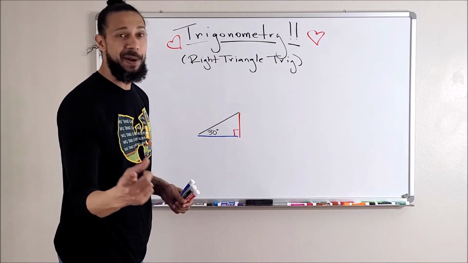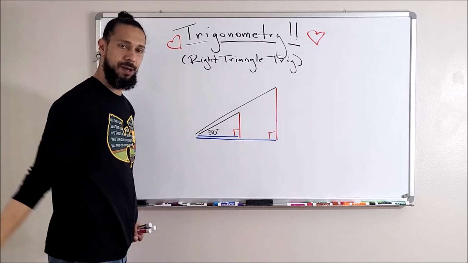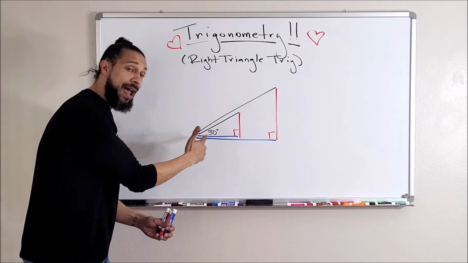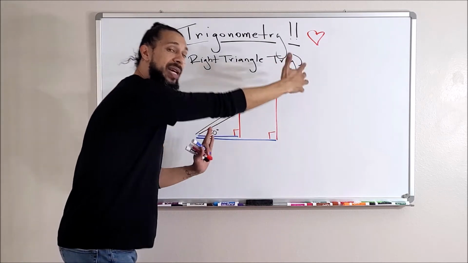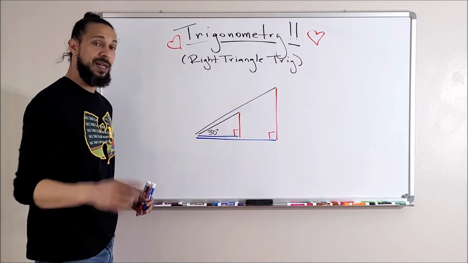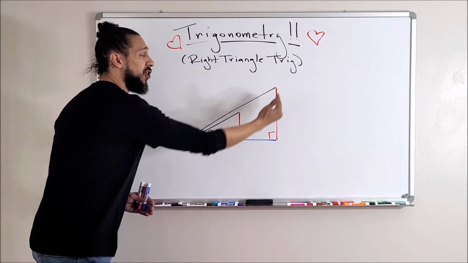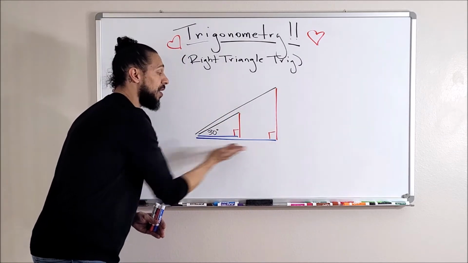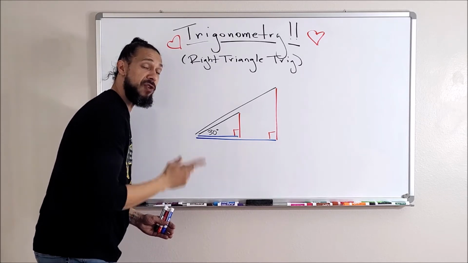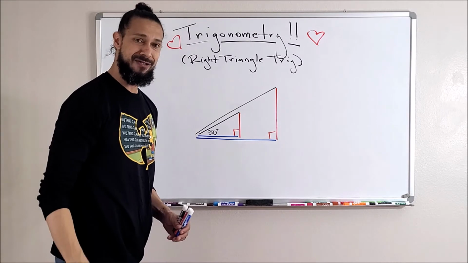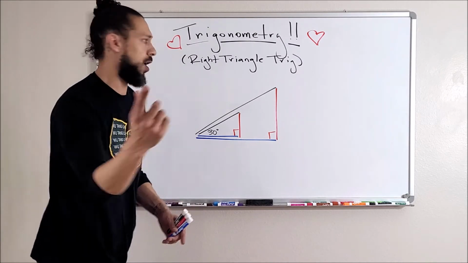Let me show you what I mean with another triangle. So I made an even bigger triangle. Now, it's still a 30-degree angle right here, but look how much bigger my triangle is. Even though this is a bigger triangle, if I took this red side and compared it with this blue side, the ratio would be the same as it was when it was a small triangle. Even if I made it bigger.